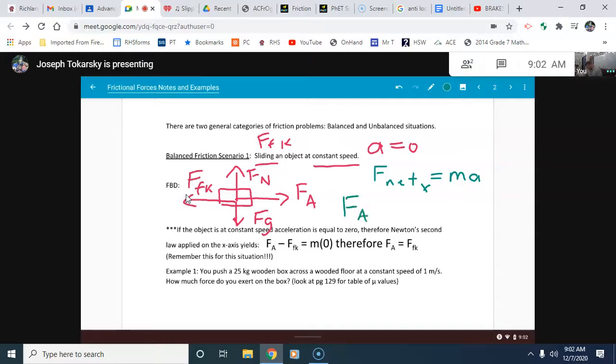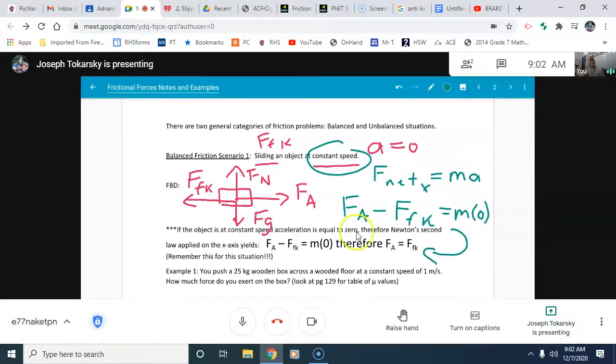Applied force minus kinetic friction equals mass times acceleration, but since we're at constant speed, acceleration is 0. And that leads me to a simple conclusion. It's written down here, so I'm not going to rewrite it. If that all equals 0, because any mass times 0 is 0, I could add the kinetic friction to the other side, and we could see in this kind of scenario, the applied force equals the kinetic frictional force.